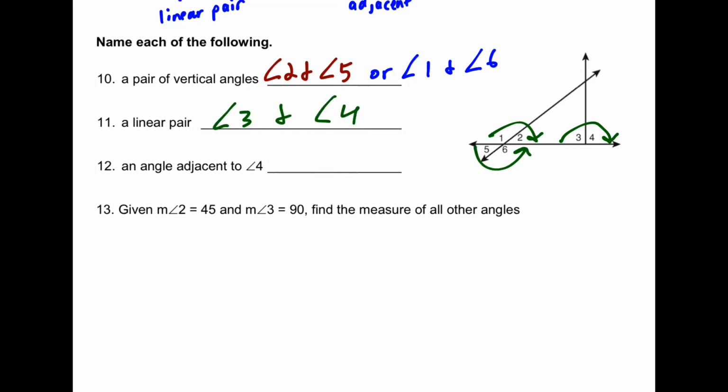I'm going to write down angles 3 and 4. Next up, an angle adjacent to angle 4, so it shares a vertex and has a common side. That would be angle 3.